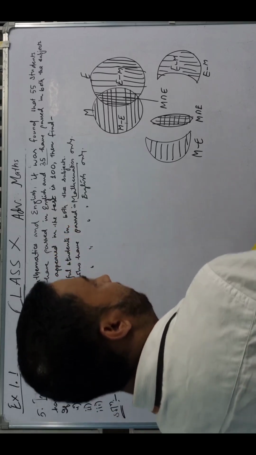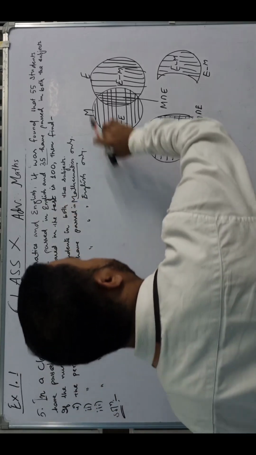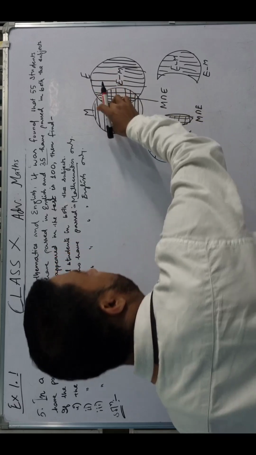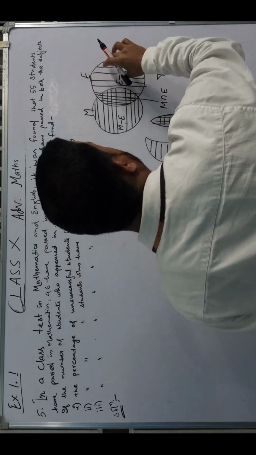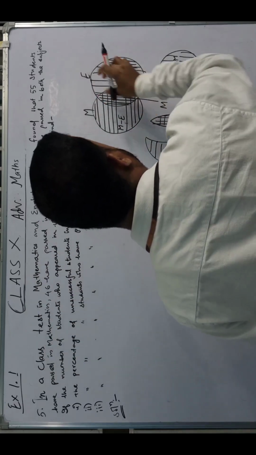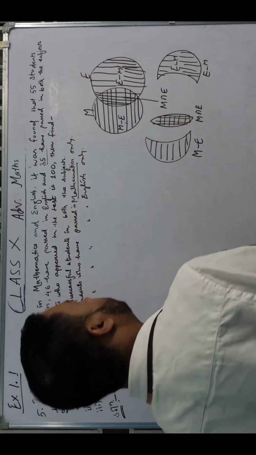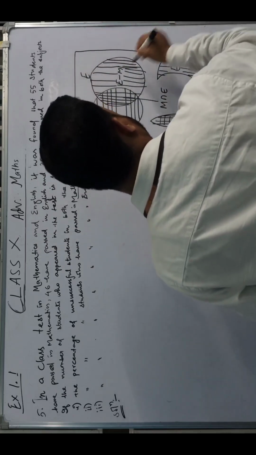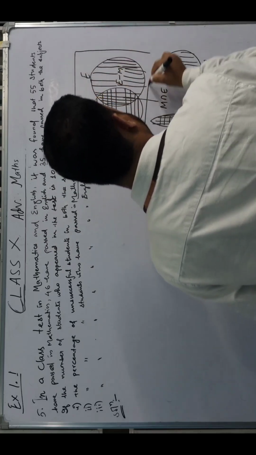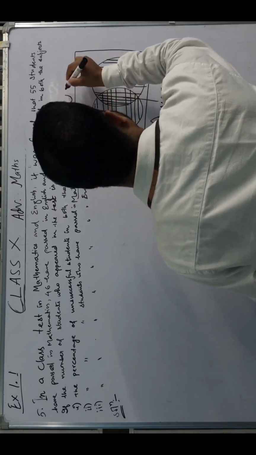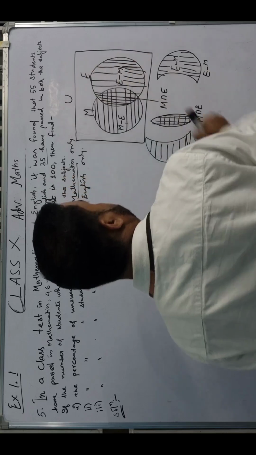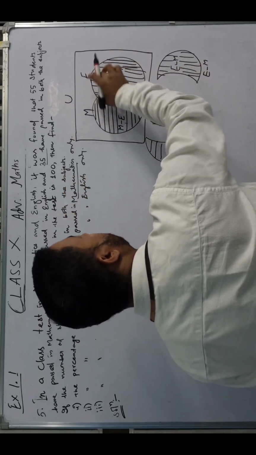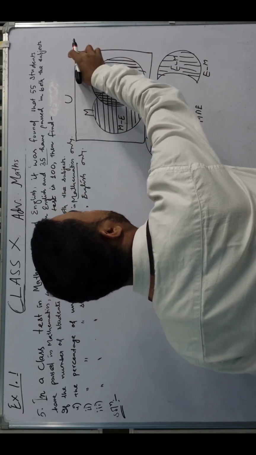M union E means the students who passed mathematics and the students who have passed English, defined by representing the set E. And this is the set U. This is the set U inside this U. So some students could not clear any one of the two subjects, so those will be in U.